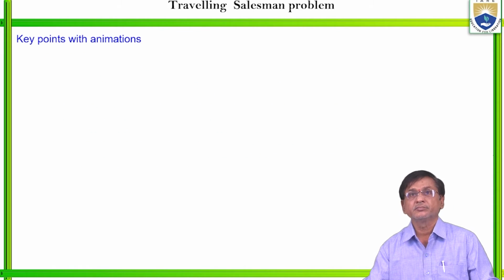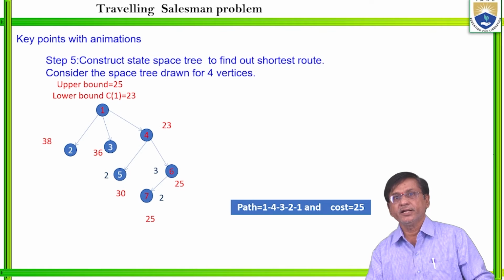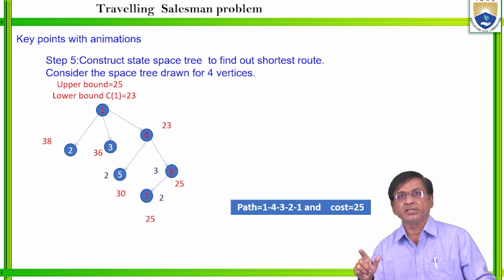Now you see, after calculating that, we have to find out the path. So the lowest cost values are 1 to 4. So from 4, the salesman goes to the node 6, that is vertex 3, that is city 3. After that, he will go from city 3 to city 2, and then he will go to city 1.